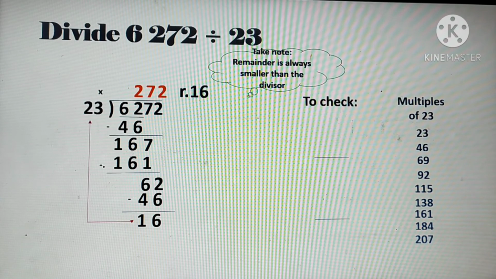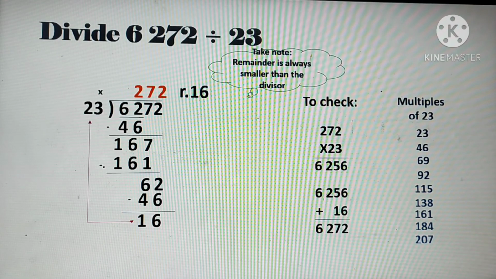To check the answer, multiply 272 times 23. That will give you 6,256. And to equate to our dividend, we need to add our remainder. So 6,256 plus 16 is 6,272, and that equates to our dividend.